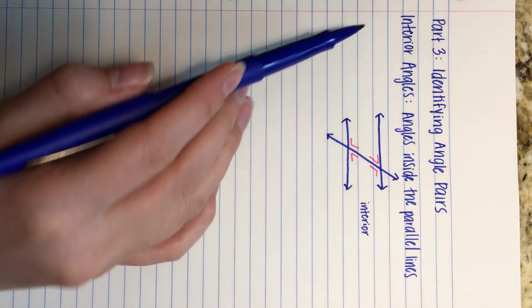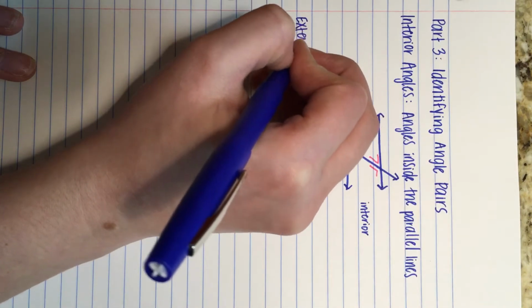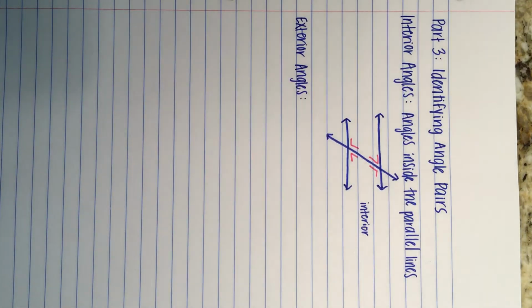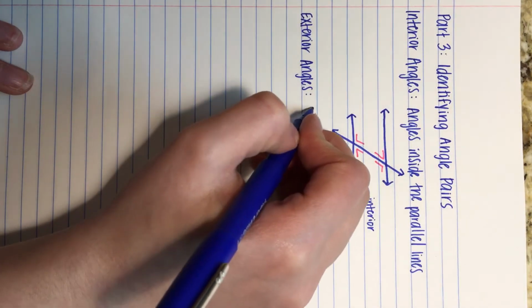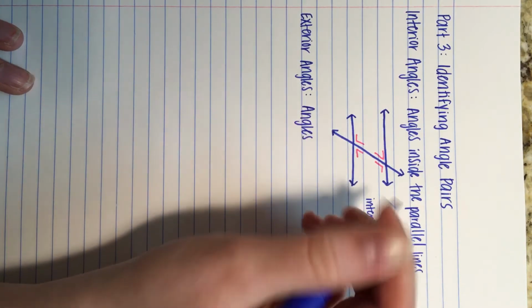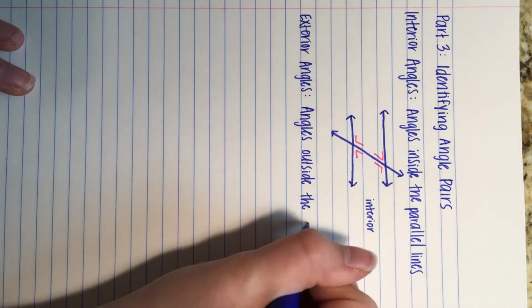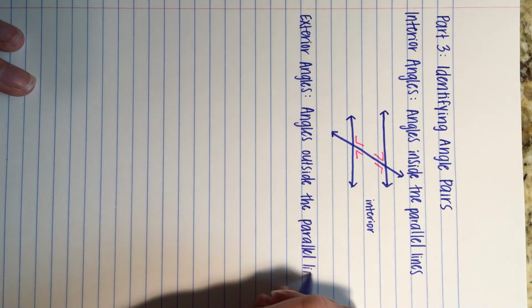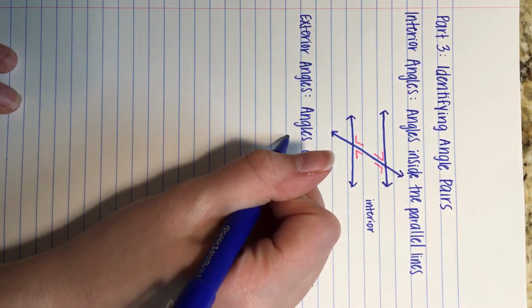Okay. So now, you could probably guess what's coming next if we talked about interior angles. Now we need to talk about exterior angles. So if interior angles are angles inside the parallel lines, exterior angles are angles outside the parallel lines. Okay, and maybe I'll do a vertical set to show you.